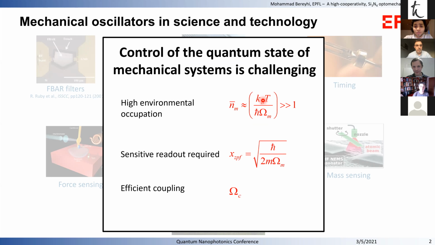Mechanical oscillators are very interesting to study. However, if you want to enter the so-called quantum regime, there are a few challenges. Mainly, here I'm talking about, for example, oscillators in the megahertz range. At room temperature, they have very high environmental occupation. Therefore, to reach their quantum ground state, you need to cool them down significantly, either putting them in a fridge or using cooling techniques. And in order to do so, you need very sensitive readout, on the order of the zero-point fluctuation. And also, if you're using them for sensing, you need to be able to couple them to your system quite efficiently, which can be quite difficult and not straightforward.